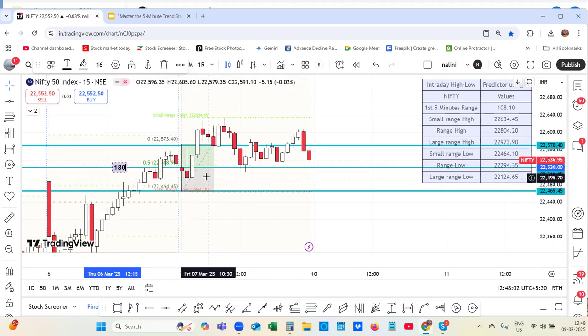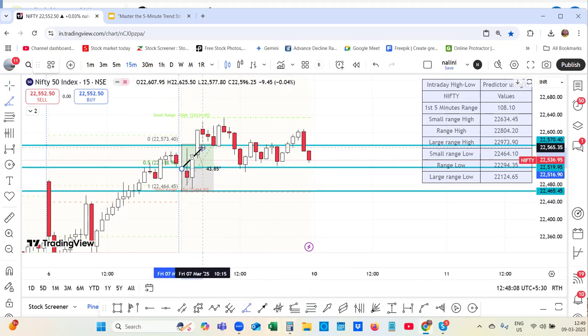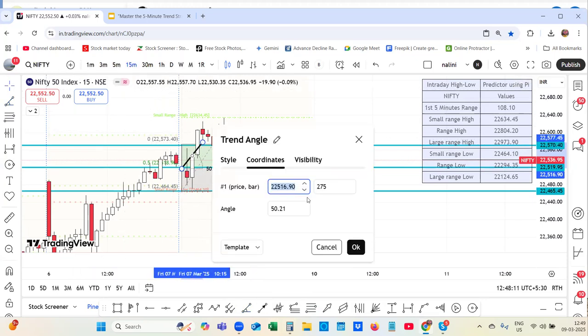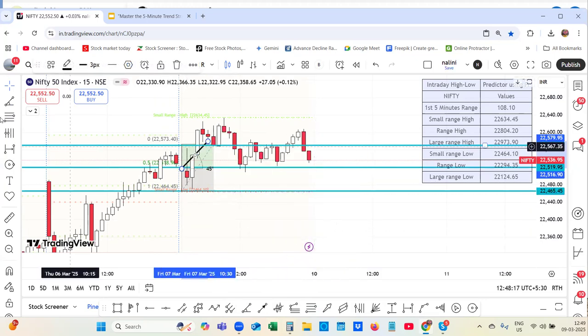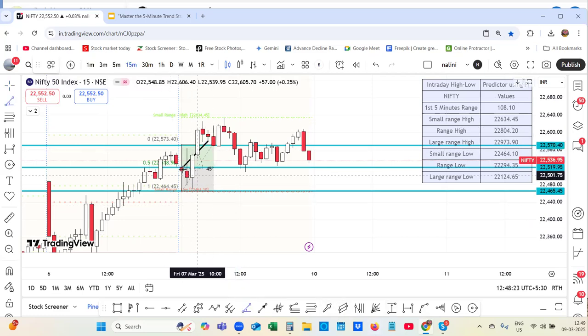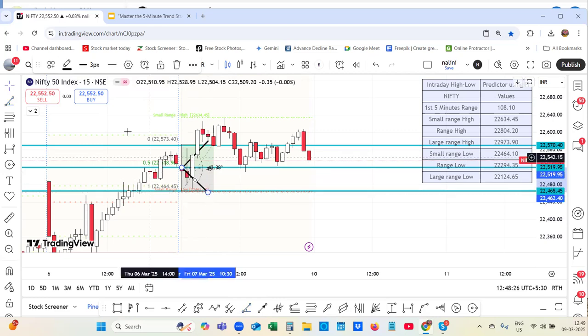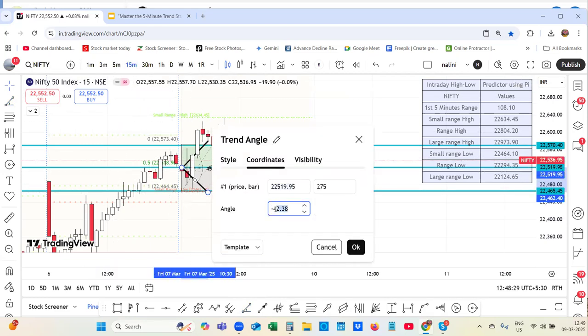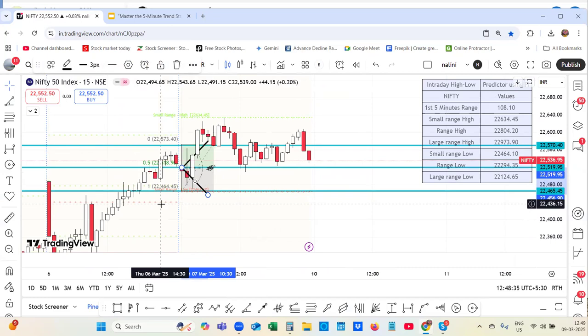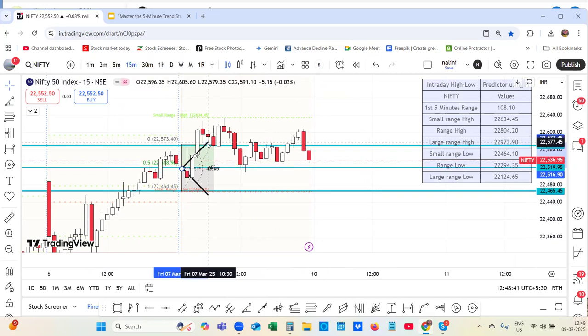Now I need to find the trend. So here what I'm doing is applying the angle, aligning the coordinates, going to the coordinates and resetting to 45 degrees. And again, one more angle on the downside. Then I'm realigning to 45 degrees because it is a must.